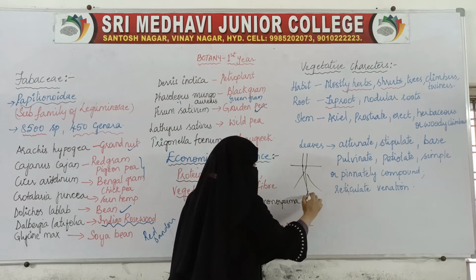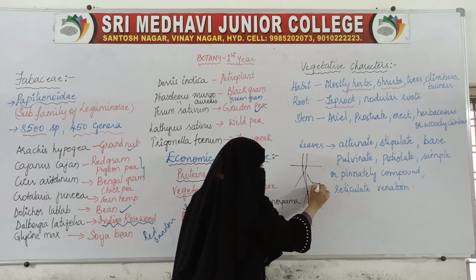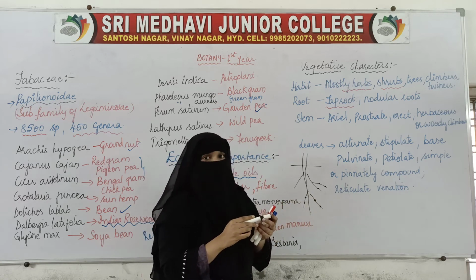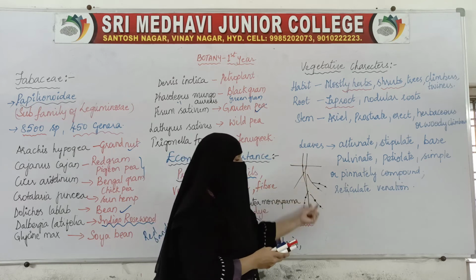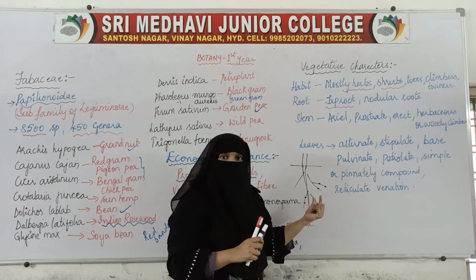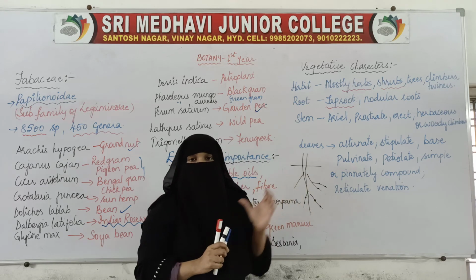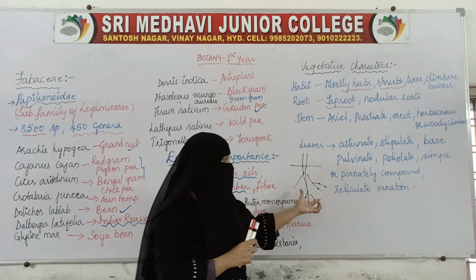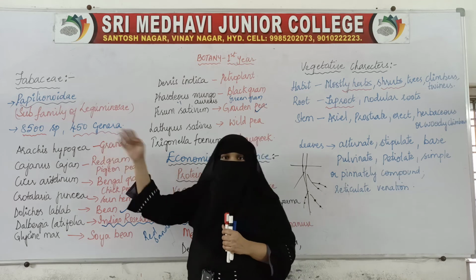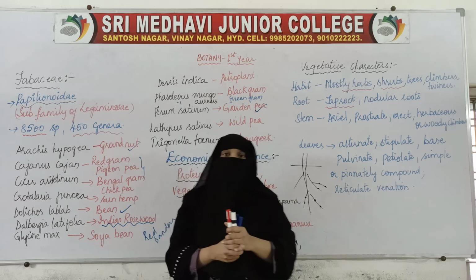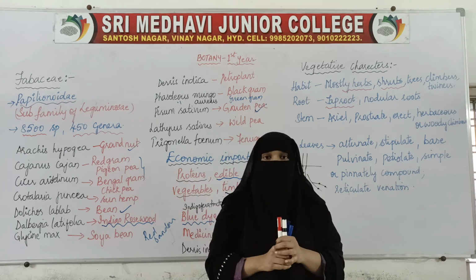Then here we have the root hairs and all. On these root hairs, small thread-like structures are present. These are called root nodules, and we call it a nodular root because it has nodules on the roots. We find this type of root in Arachis hypogea, groundnut. We have seen this example in the modifications of root, where we find nodular roots.